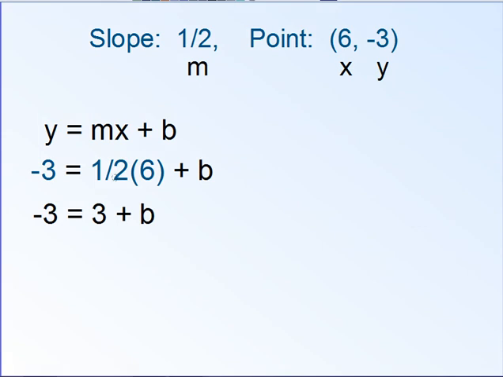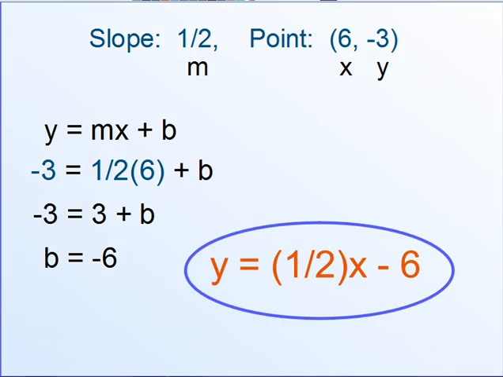When I do the multiplication, half of 6 is 3, so now I have -3 equals 3 plus b. When I subtract 3 from both sides, I get that b is equal to -6. Then I can take my slope and y-intercept and write my slope-intercept form. Y equals 1/2 x minus 6. I don't write in the x and the y because remember, that stands for all points on my line. Just because I had a specific one to begin with doesn't mean that I put that into my final equation.